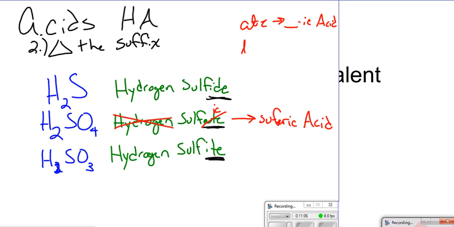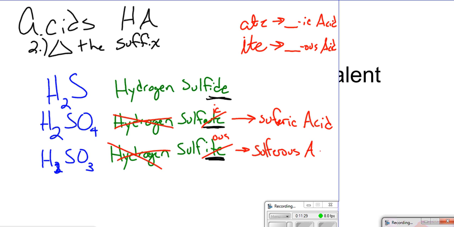If you have ite, you change ite to ous, O-U-S, acid. And again, hydrogen's going to go away. Change ite to ous. So this becomes sulfurous acid. This is sulfurous.